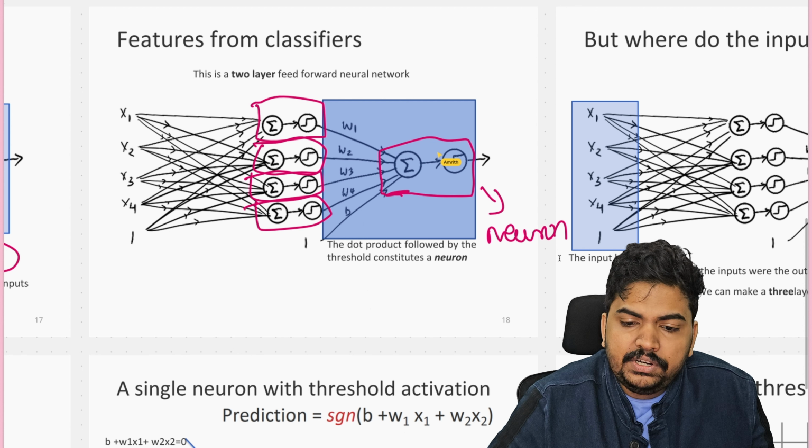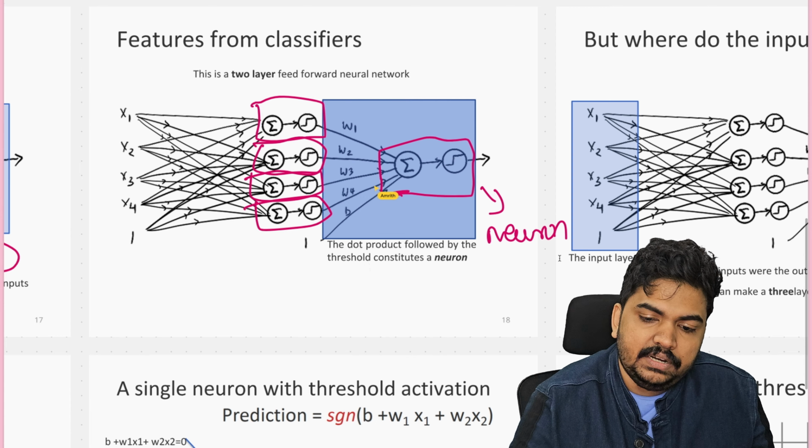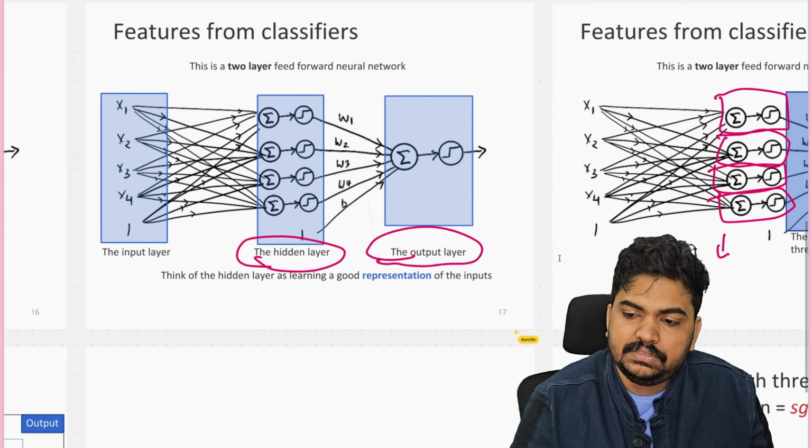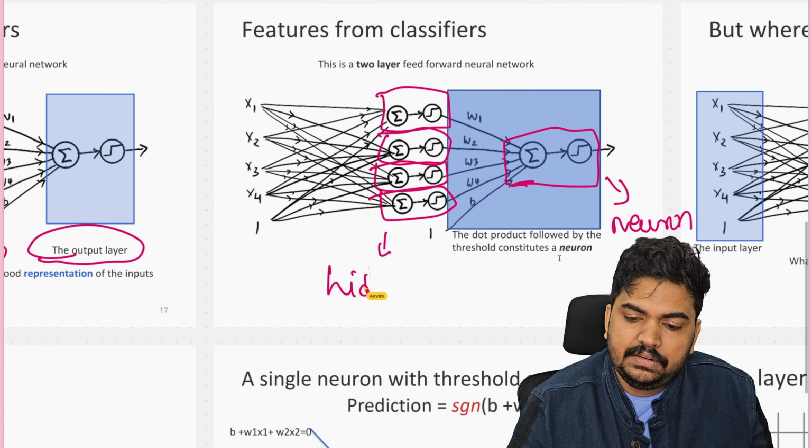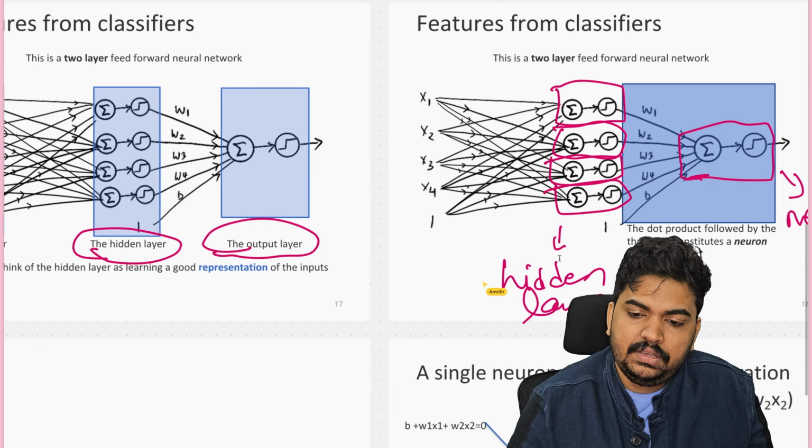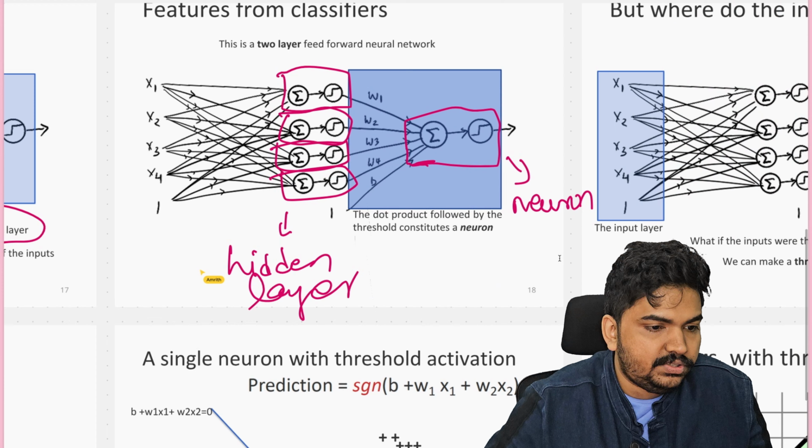So there are 4 in the hidden layer. This is the hidden layer, we have marked it here. And 1 in the final layer or the output layer. So there are 5 such neurons.